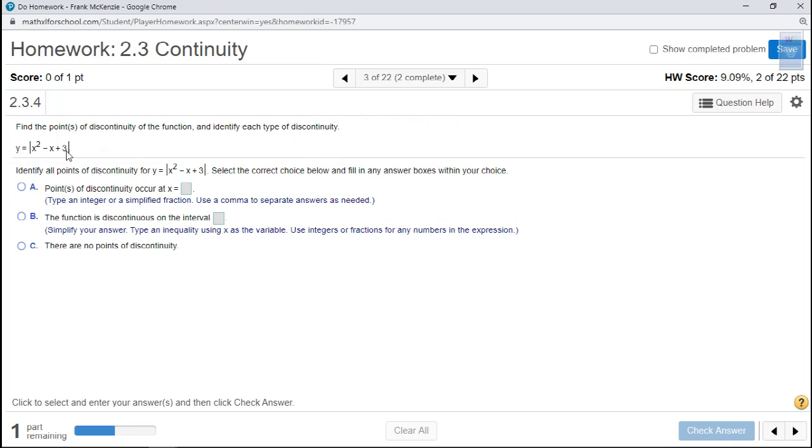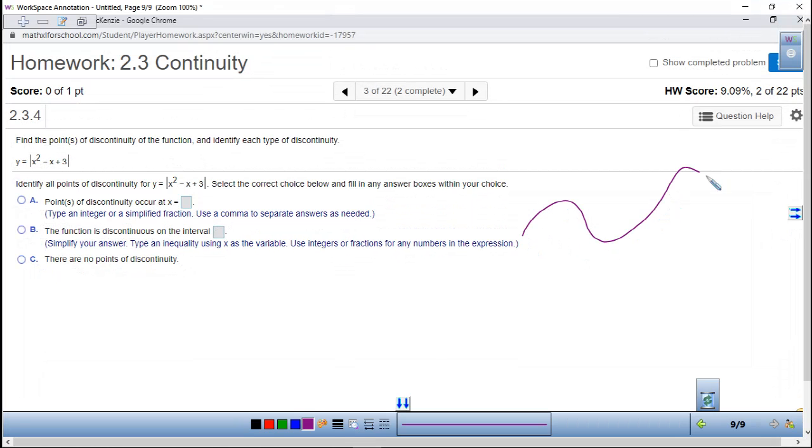X squared minus x plus 3 is a polynomial. If we take away the absolute value, if we just thought about x squared plus x plus 3, remember that's going to be a polynomial. That's nice, well behaved. It's going to give us something like this, or maybe something like this. And here's the deal. If we take the absolute value, if there's our x-axis, absolute value is going to do nothing more than take these parts that fall below the x-axis and flip them over. That's all it is. It's just going to make them positive.